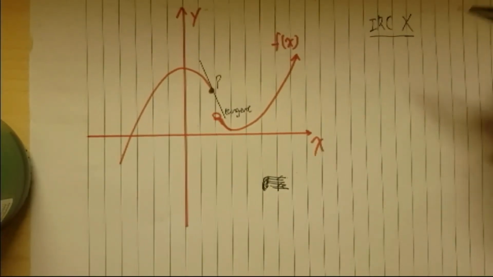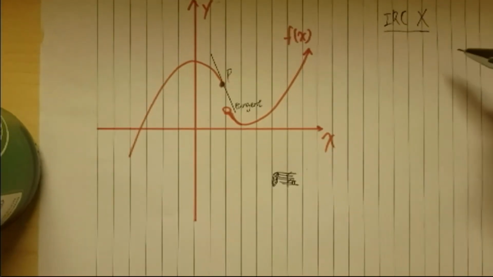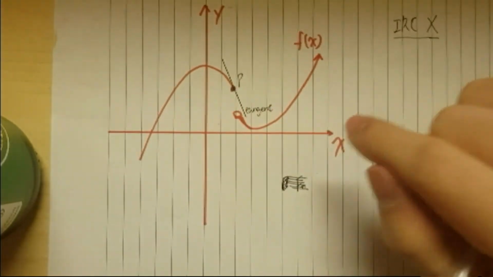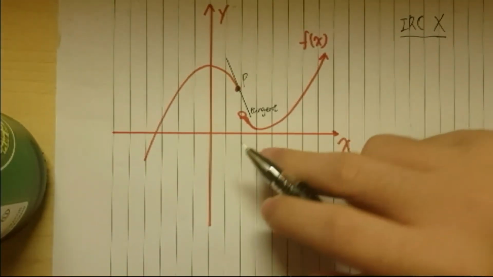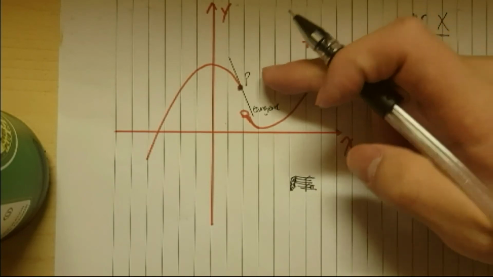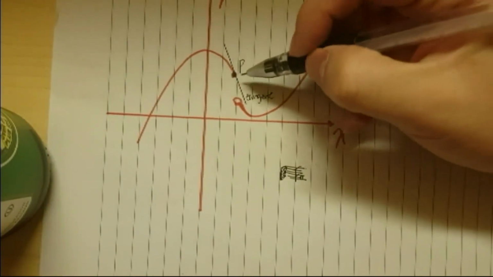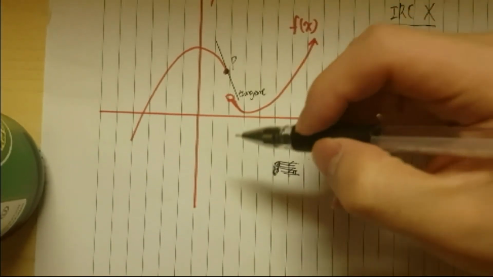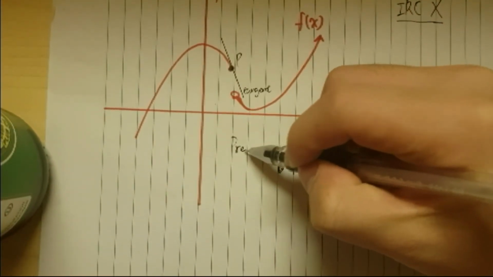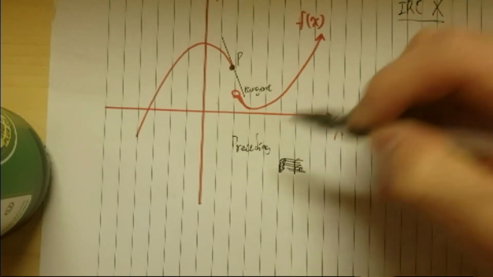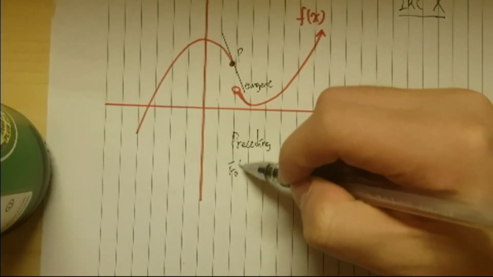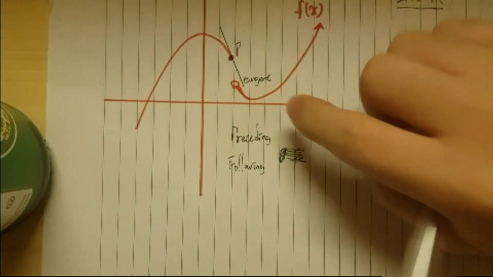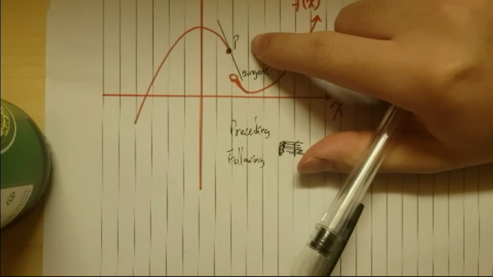In some situations, the IRC formula may not work. For this graph, this graph is discontinuous. Like here, it can only use preceding. So preceding will be fine, and the following we're not able to use. I will explain the reason.